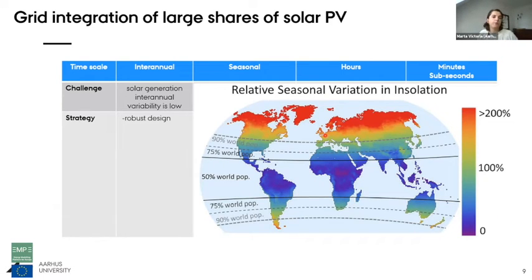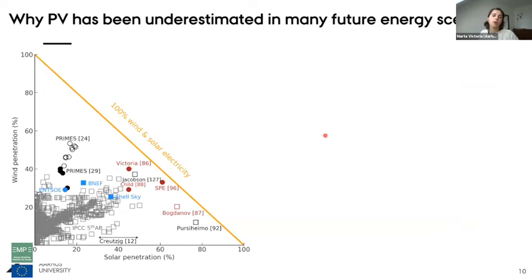Great, so now that I have reviewed the three potential limitations in terms of materials, land availability, and grid integration, I would like to go one step further and discuss why it is that the different future energy scenarios produced with different energy models indicate very different penetration of solar photovoltaics. To do that, in the paper we prepared this figure.